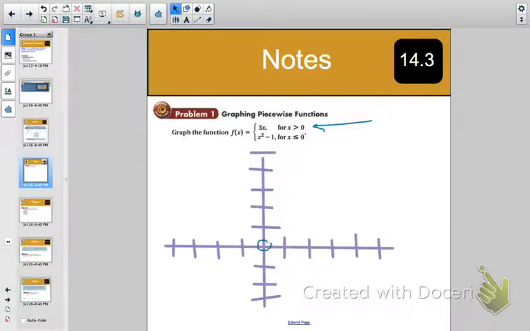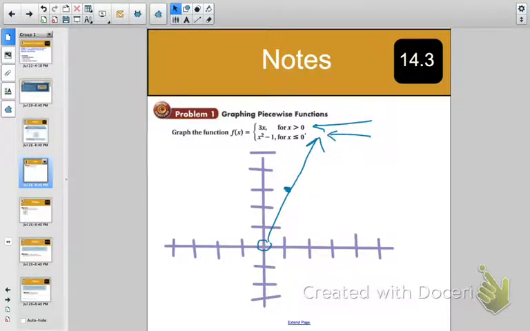And then, because this is linear, you just need one more point. You can plug in anything that's greater than 0. If you plug in 1, 3 times 1 is 3, so we go over to 1, up to 3. That can be a closed circle because it is greater than 0. And we know this is linear, so it just goes up in a straight line. But then we have the second piece down here, which is quadratic. So we know this is going to be parabola shaped.